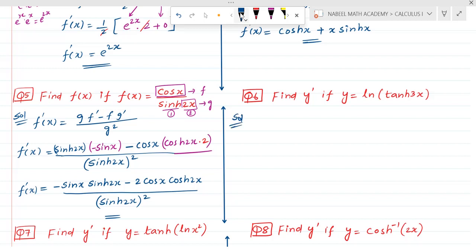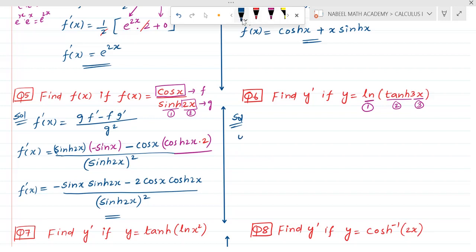Let us go to the next problem. Find y prime if y is given by this. Here it is a chain rule because there is a function of a function. Number 1, I have to differentiate ln. Then tanh x, this is number 2. And 3x, which is number 3. So you have 3 functions, 3 differentiations you have to do.